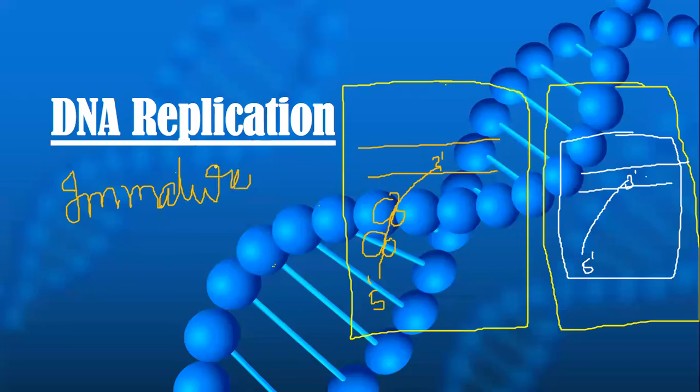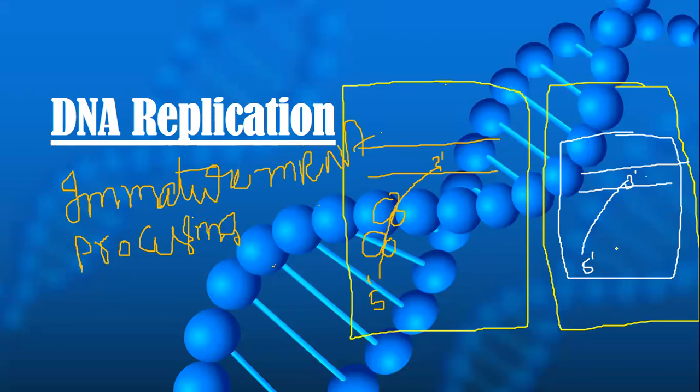You all have studied this, right? If I want to convert the immature mRNA into mature mRNA, what do I have to do? I have to do the modification. That is also called RNA processing. We will study it elaborately. What are the various steps in RNA processing? We will do 5' capping. We will do 3' polyadenylation. We will do splicing. You all know it very well.